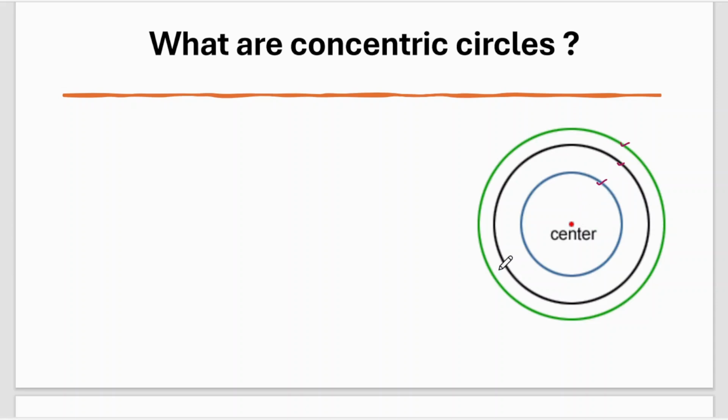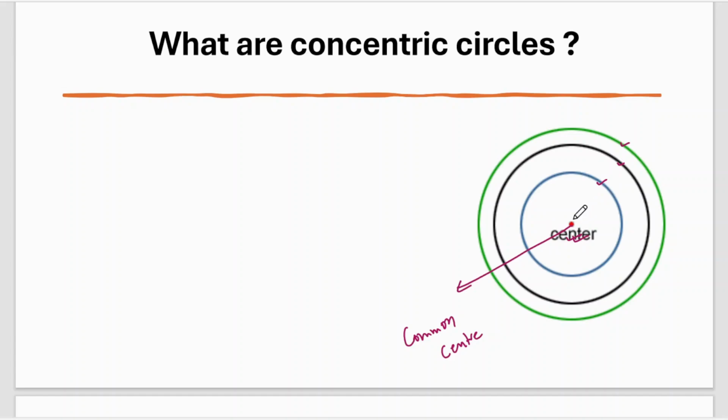But you can see the center of all these 3 circles is common. This is the center of all the 3, so this will be called a common center. Okay, this is your common center. Now we have got the common center.